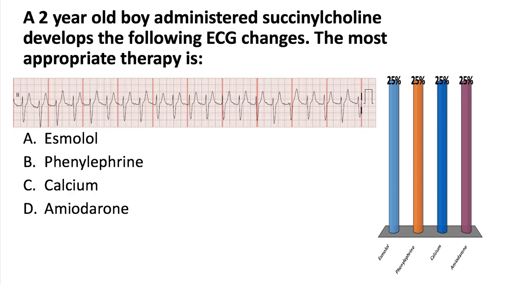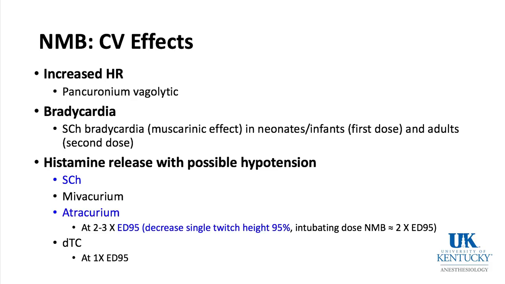Here's a question. A 2-year-old boy is administered succinylcholine, develops the following EKG changes. What's the most appropriate therapy? And you look at the EKG and you can see the peaked T waves after succinylcholine. You think hyperkalemia. What's the treatment for hyperkalemia? It's calcium of the ones here.